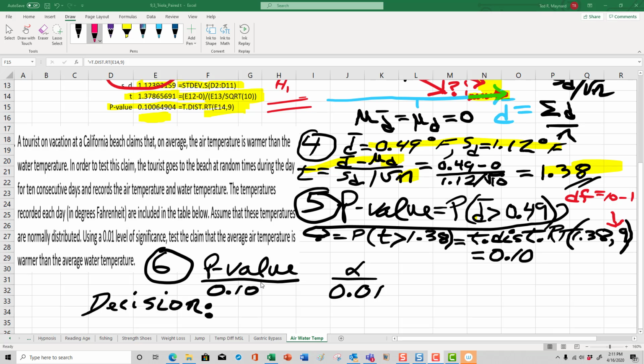Step 6 is to make a decision. To do this, we compare the p-value to our alpha level or level of significance. If the p-value is less than alpha, we will reject the null hypothesis. If it is not, we will fail to reject the null hypothesis. These are the only two allowable decisions. So we write p-value of 10%. We write the alpha level of 1%. And then we ask the question, is 10% greater than or less than 1%? 10% is greater than 1%. Therefore, our decision is fail to reject H0.